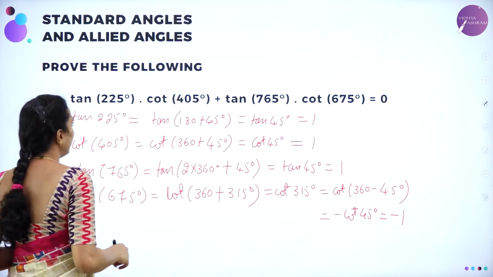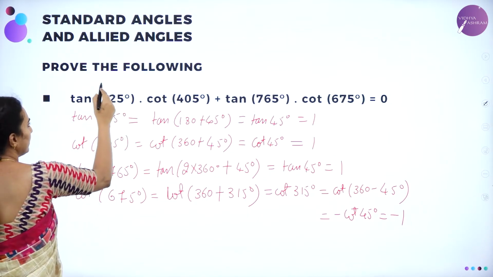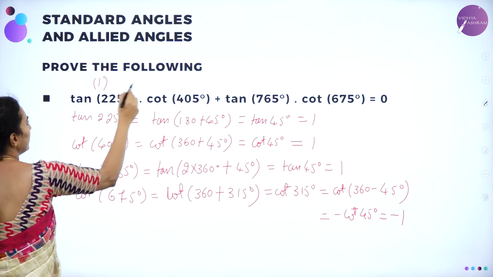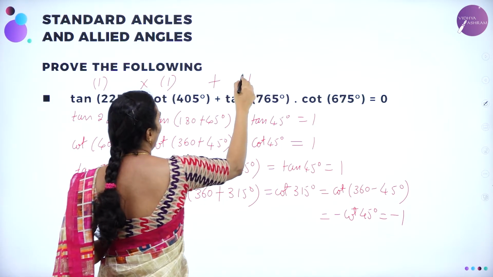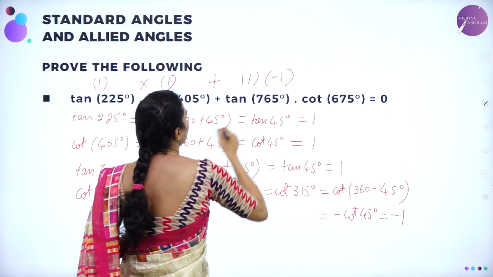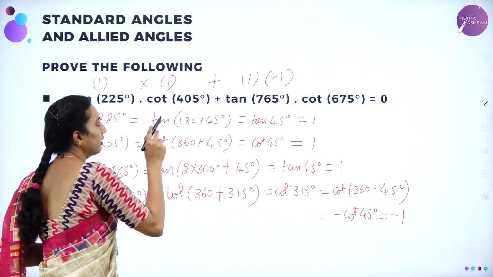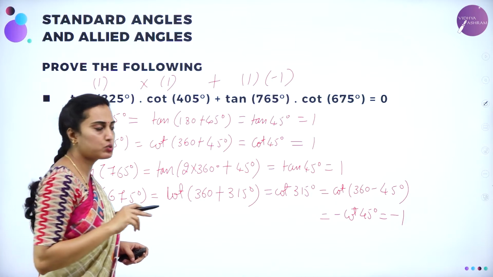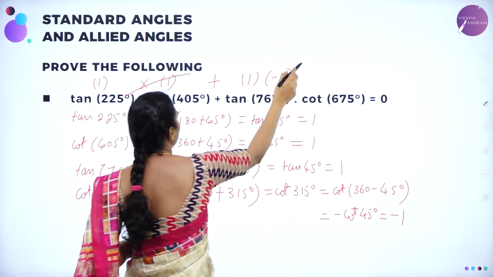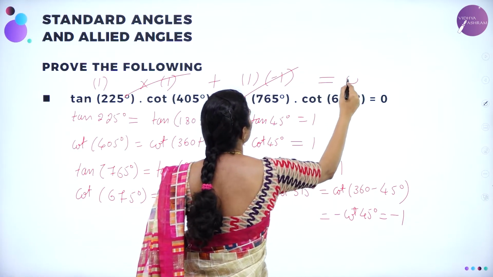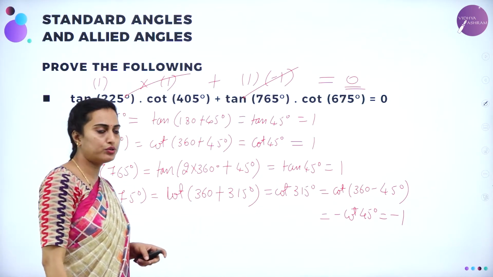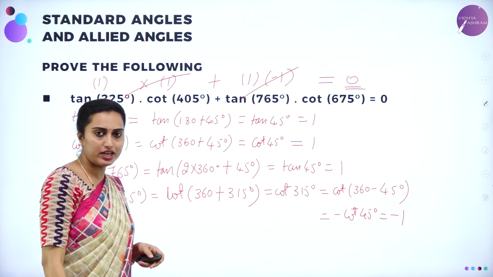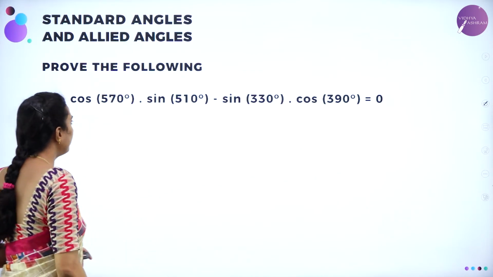Substituting the values in the given expression. So here 1 into 1 plus 1 into minus 1. See, 1 into 1 is 1. 1 into minus 1 is minus 1. So this minus 1 plus 1 will get cancelled. You are having the value 0. That's it, dears. You know how to solve the problem here, right? We'll move on to the next problem.